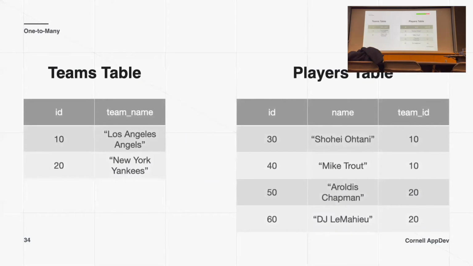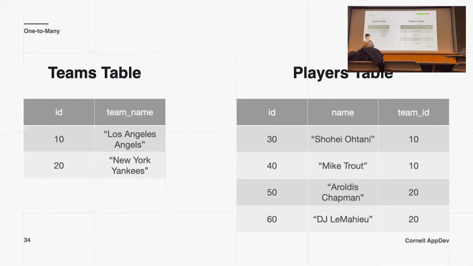So here we have a table of team names, right? So we have Los Angeles Angels with the ID 10 and New York Yankees with the ID 20. In the players table, we have multiple players, all of which are in one of these teams, and the team ID telling us, hey, which team is this player on?